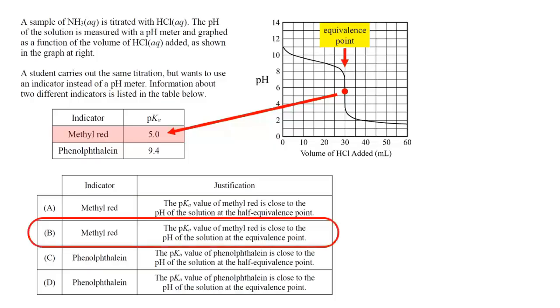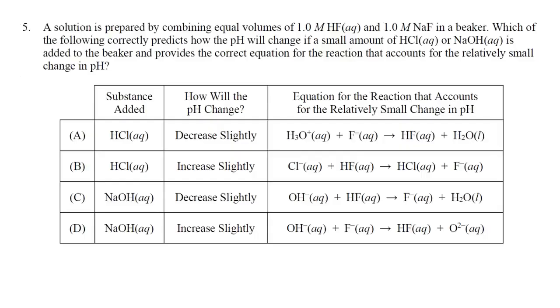Methyl red should be chosen because the pKa value of methyl red is close to the pH of the solution at the equivalence point. Now let's take a look at question 5.